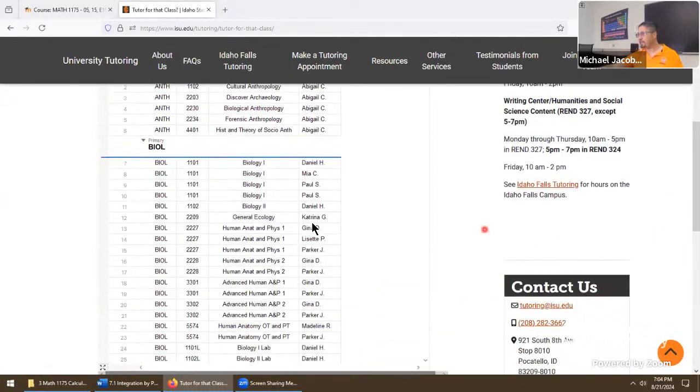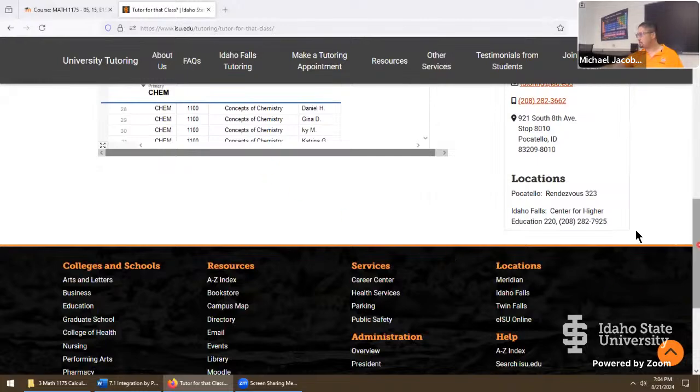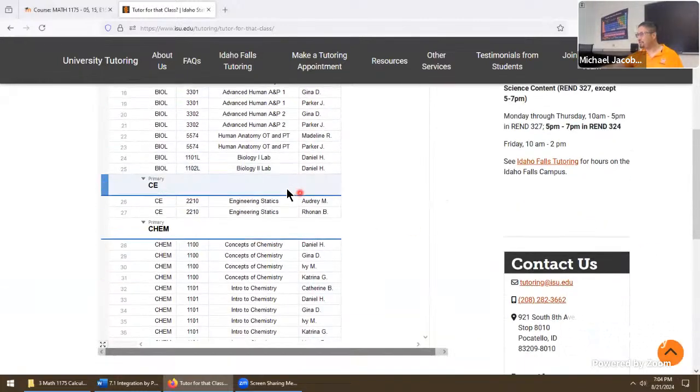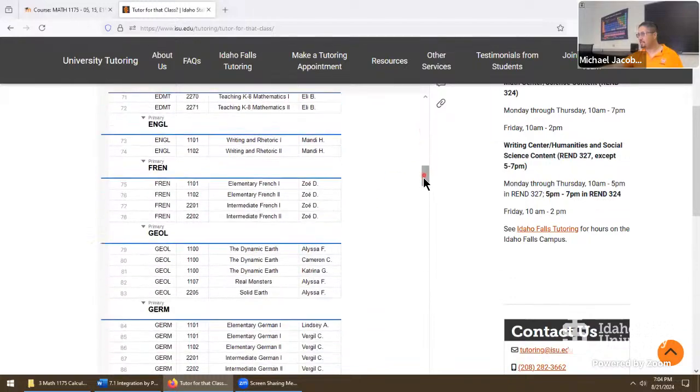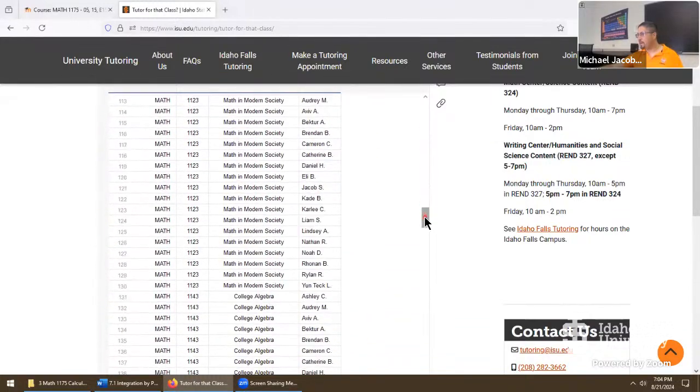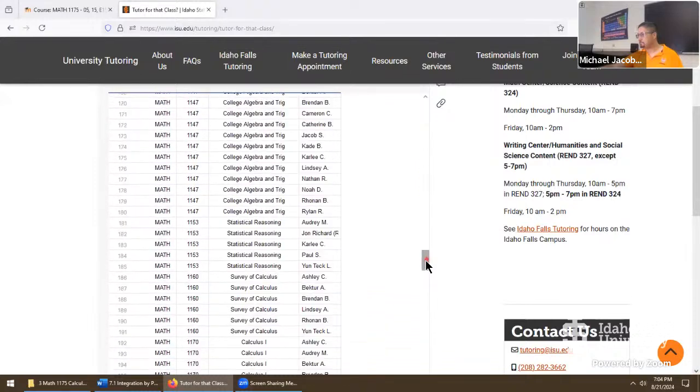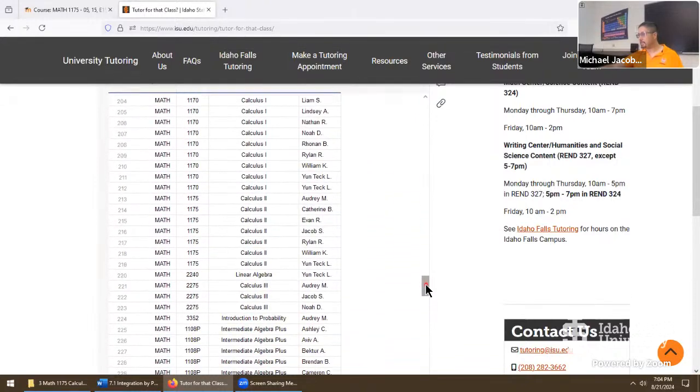So I went down through here, down, well, it doesn't quite scroll the way I want it to. That is weird. Just use the bar. And all the way down here in math, it's kind of a shame.